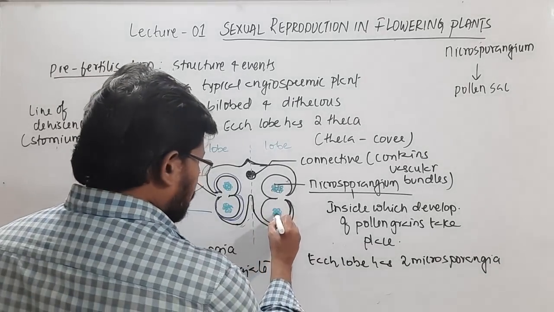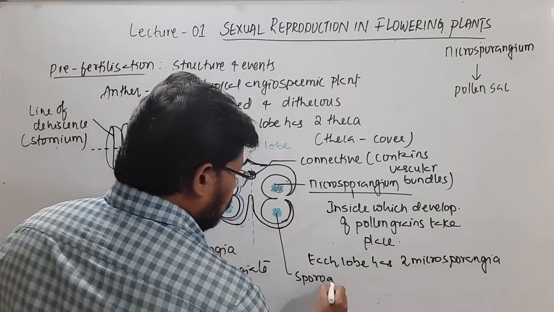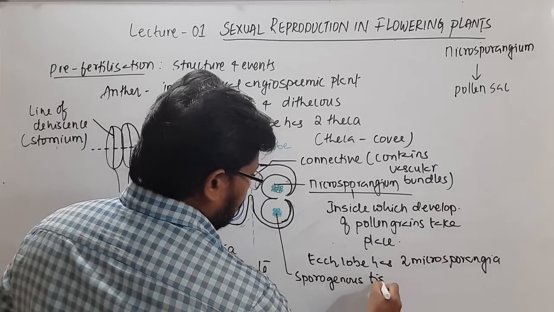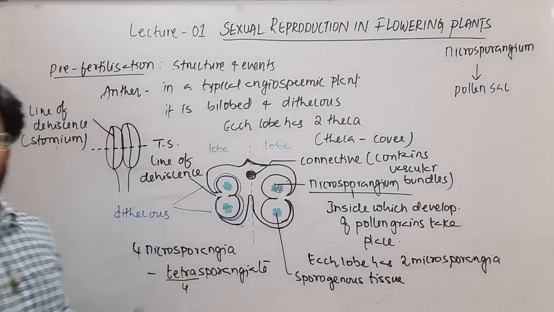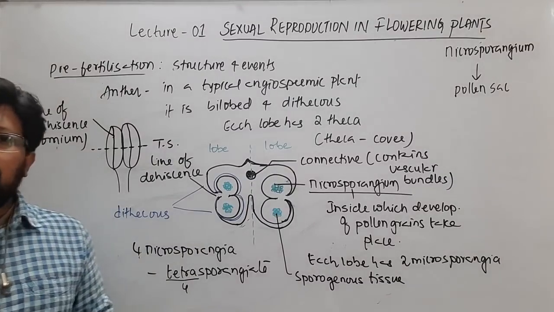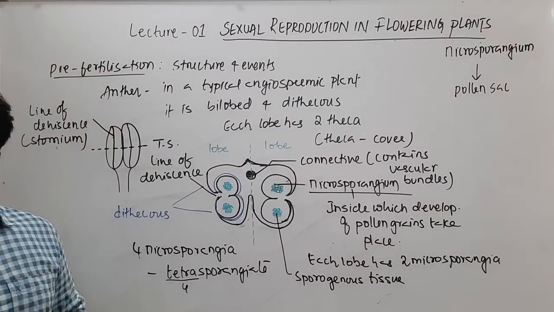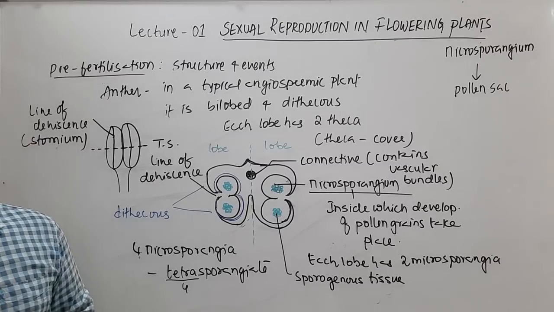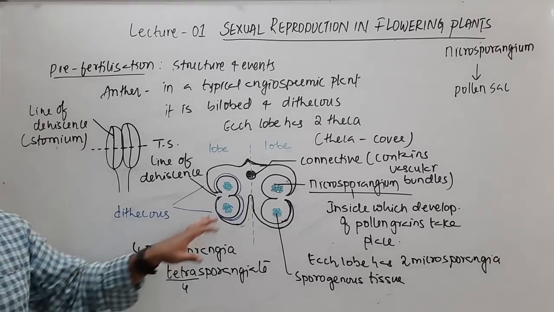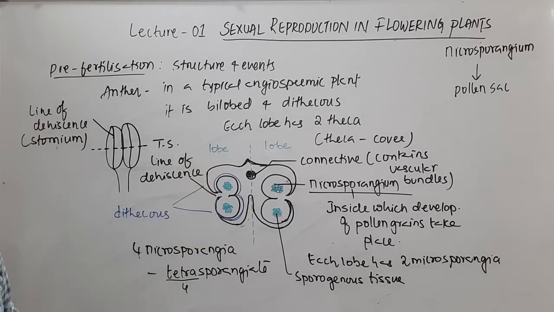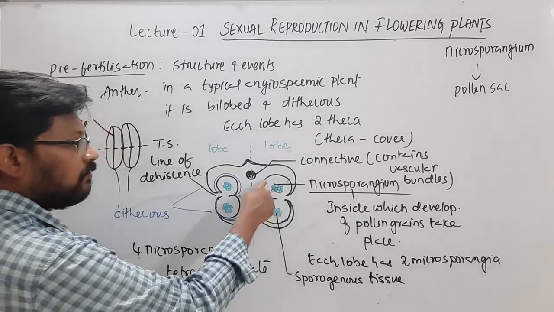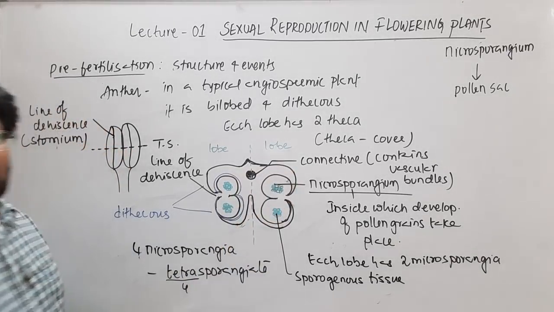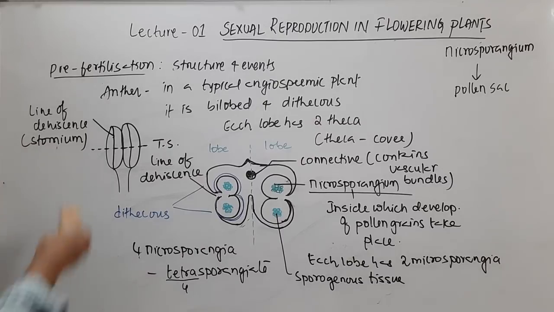So this is the sporogenous tissue. I'm going to discuss again how the meiosis process takes place in the sporogenous tissue and results in the formation of the pollen grains, in the process called microsporogenesis, right? So this is how the transverse section of the anther is seen. Now let us see in detail one microsporangium. What is the structure of microsporangium?